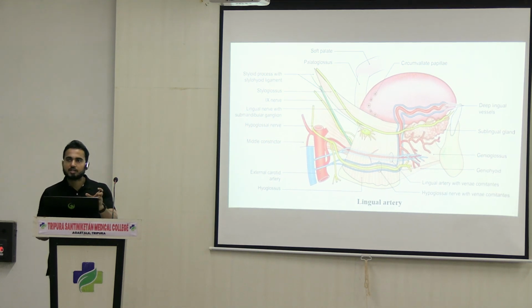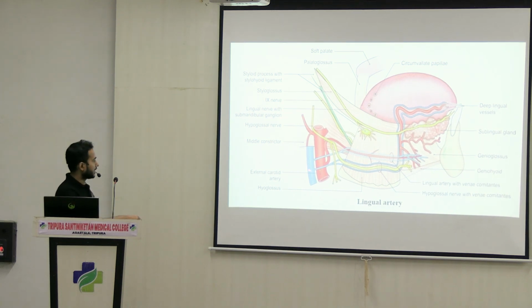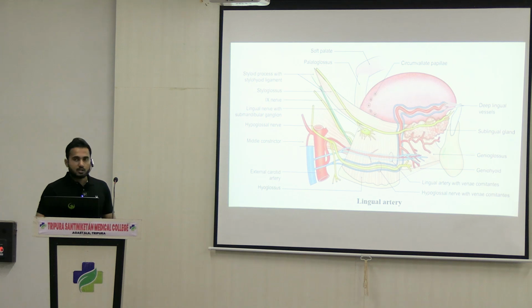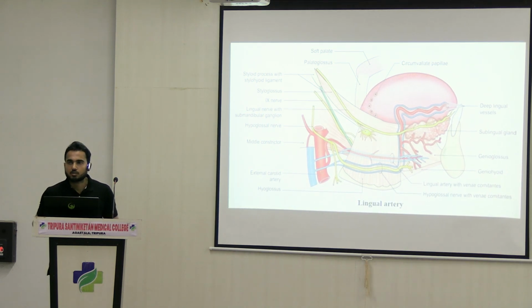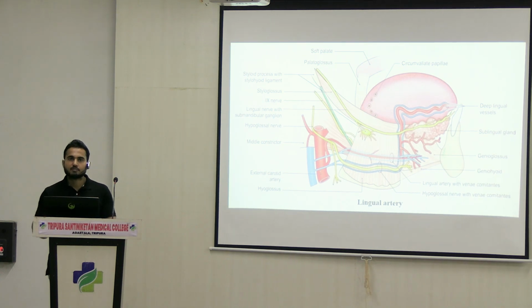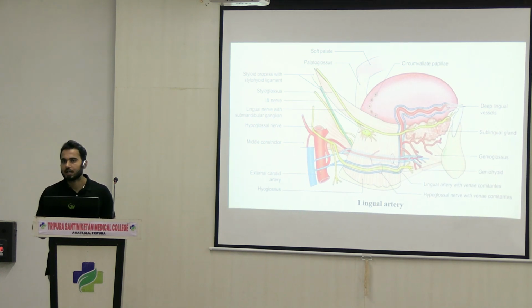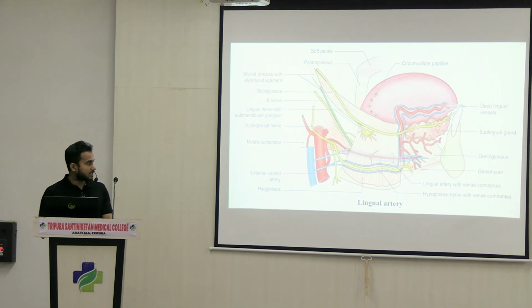So these particular veins draining the area will ultimately drain into the internal jugular vein. Sometimes they drain into the common facial vein, and sometimes into the internal jugular vein. So in a particular region, if blood vessels are there, you have to describe separately about the arteries and separately about the veins. In this diagram, I hope you can see the veins also.